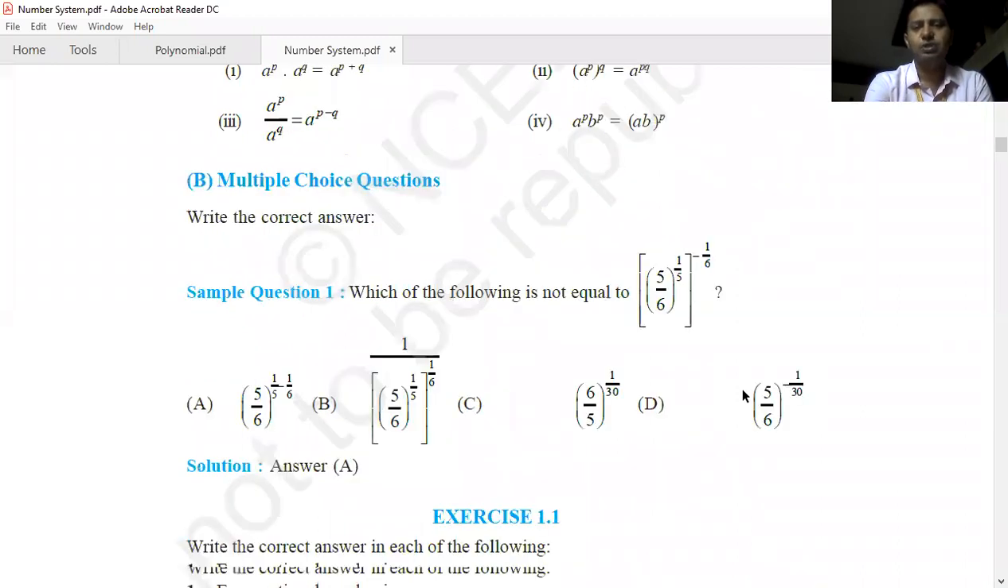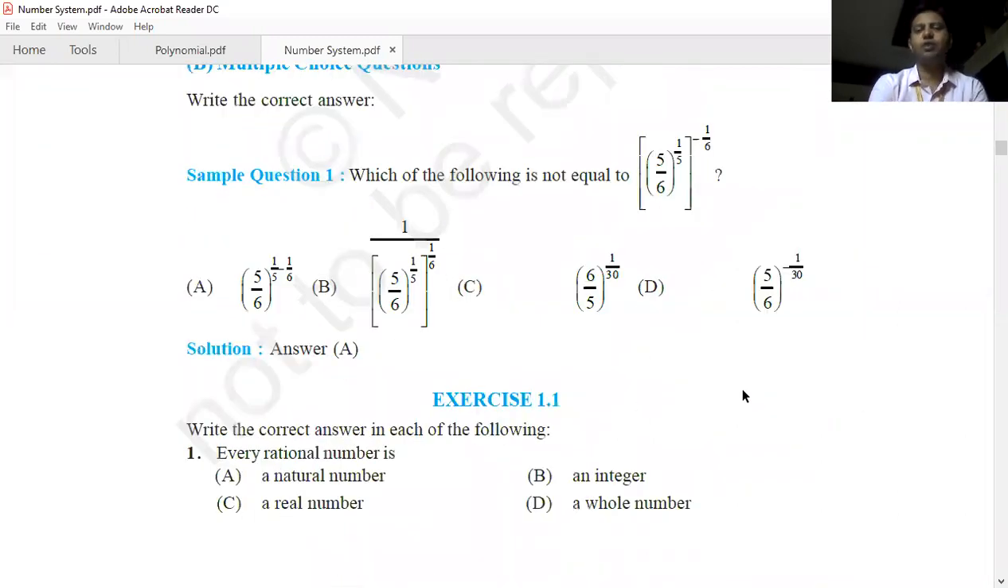So this sort of question was asked in the examination. In front of you, you have (5/6) into 4 raised to power 1 by 5, and 4 raised to power 1 by 6 with a negative sign. We need to find out the value which is not equal to this. We'll have (5/6) into 4 raised to power minus 1 by 30. If we multiply the powers, 1 by 5 into minus 1 by 6, it will be minus 1 by 30. This is the answer, one of the answers.